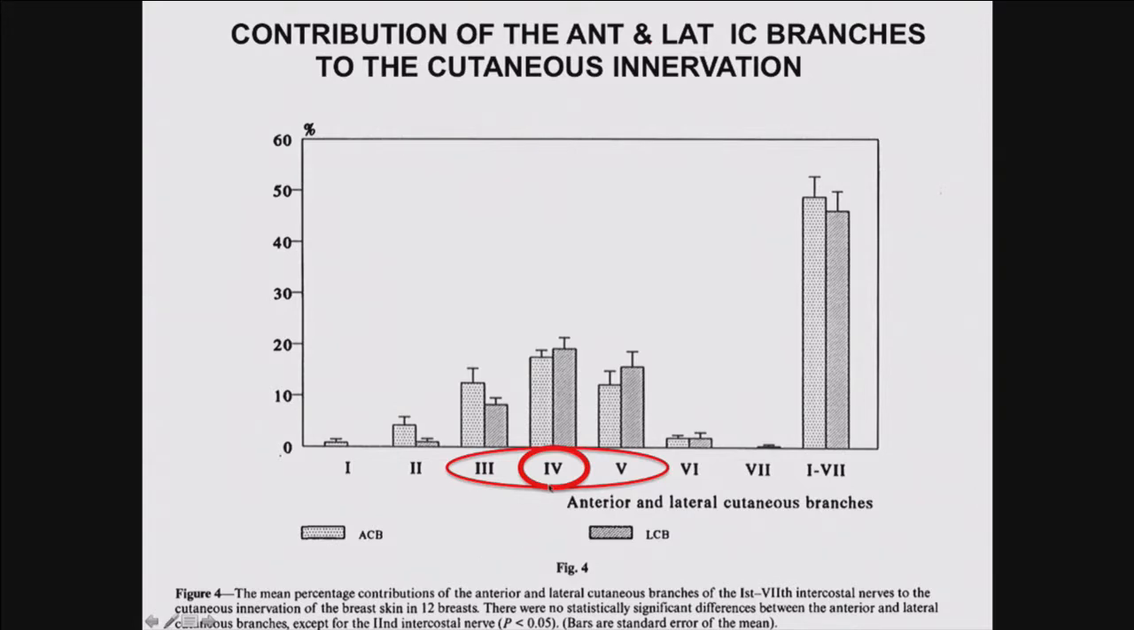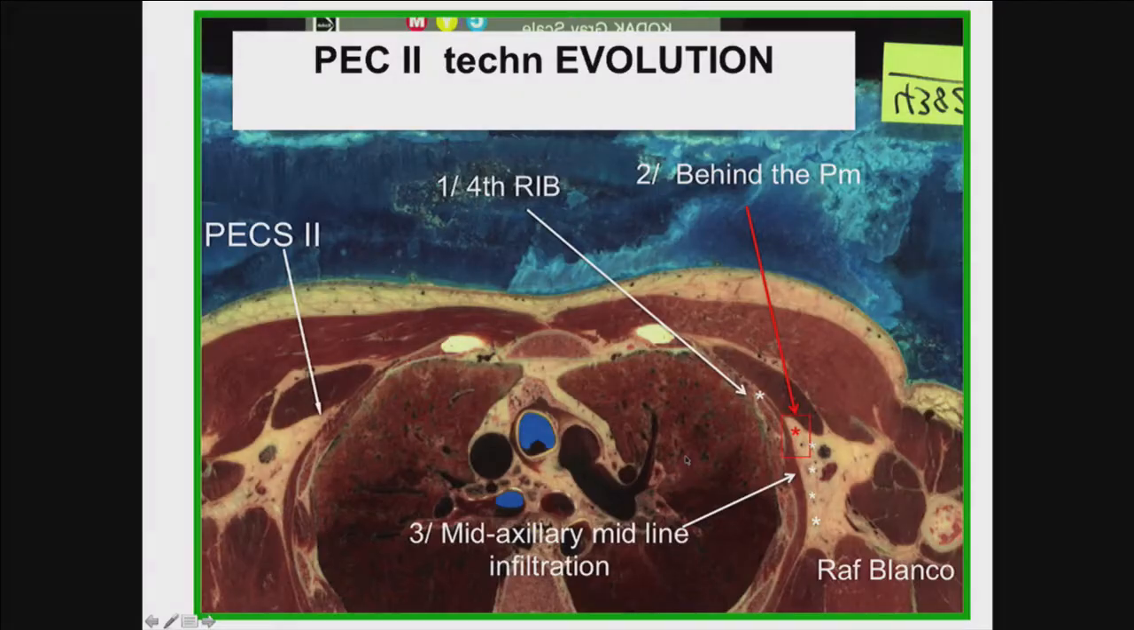According to this same study, we see that we must absolutely block the 4th intercostal level, but also the 3rd and 5th. And should you want to have a complete block, you must go from the 2nd to the 6th intercostal nerve. And this is very important. We will see immediately why.